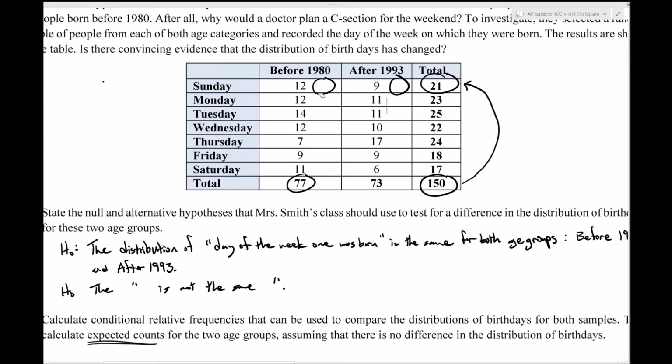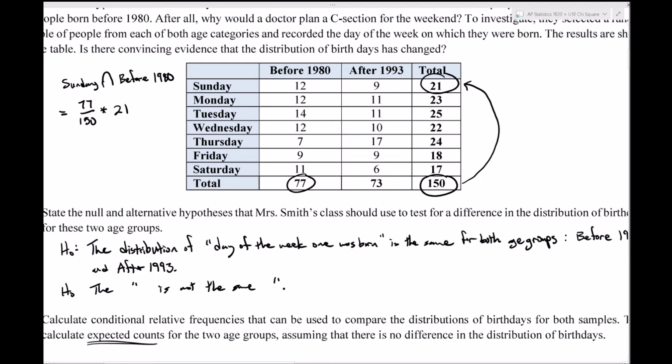And the way we do that, for that first one, that's Sunday. And if you remember, the symbol that we used for "and" was the intersection symbol. So Sunday and, let's say, before 1980. This is going to equal, well, those born on a Sunday and before 1980 should be, first off, 77 out of 150. This is the percentage or proportion of all those born before 1980 in the sample. And that's going to get multiplied by the 21 who were born on Sunday total. So it should be that same proportion out of the 21.